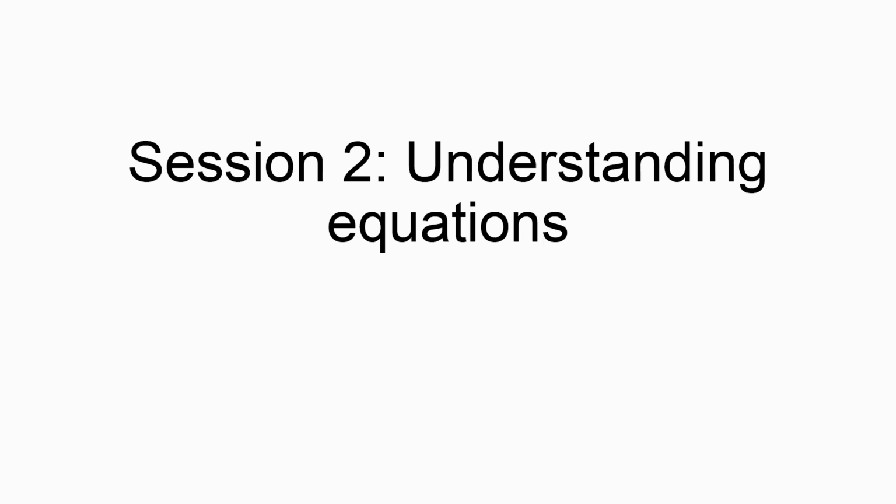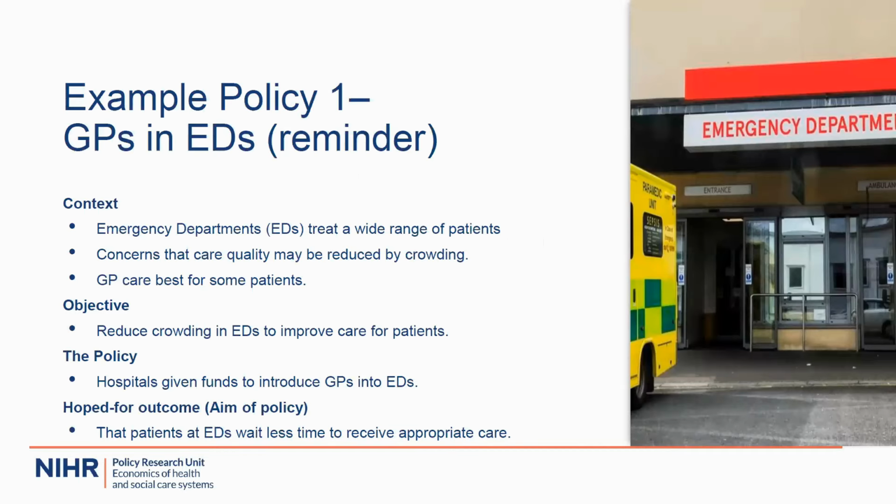Understanding equations, those mathematical formulas we use in econometrics. And just to start and to maintain some context for the session, I'm just going to put up a reminder of the policy which I mentioned in the first session. So again, the context here is emergency departments, and a person can go to an emergency department in England and receive some care. A wide range of patients attend emergency departments, and they can have a wide range of conditions.